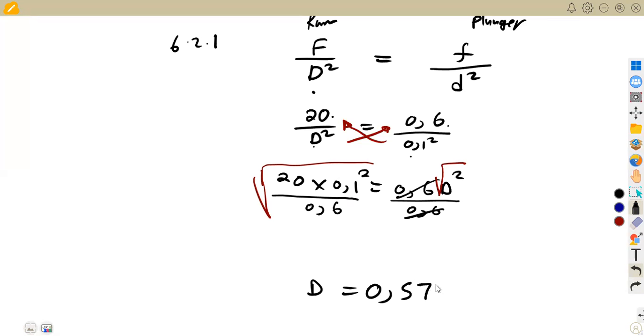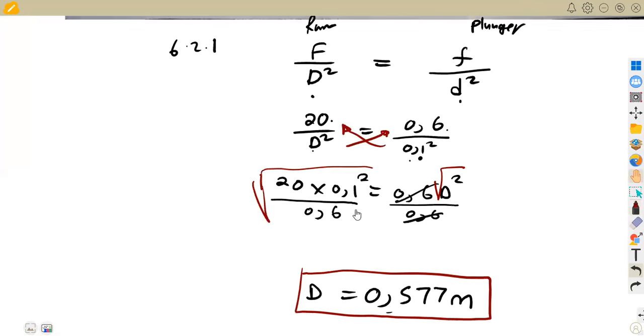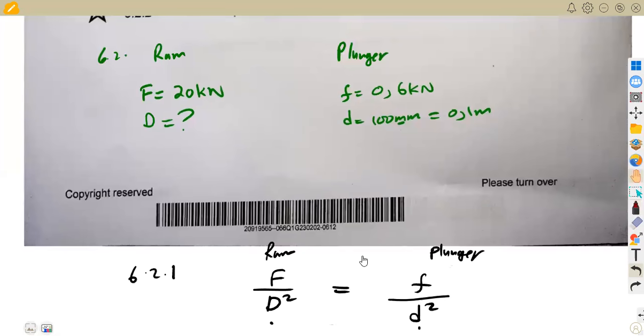0.57735. So that's 0.577. Remember, we used the diameter of the plunger in meters, so it means the diameter of the ram is going to be in meters. Also, if you want to convert to millimeters, you can multiply by 1,000. It's a choice. We have the answer already, so it's your choice to do that.